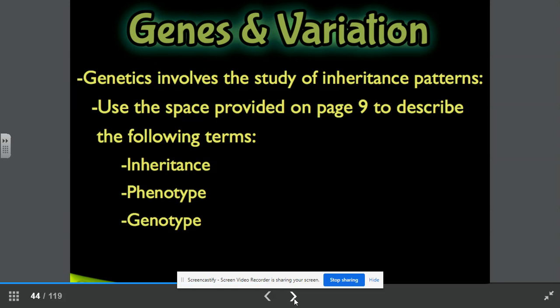Genetics involves the study of inheritance patterns. On page 9, during class, your teacher will describe what to place in the 3 green boxes. Each one will be labeled with inheritance at the top, phenotype in the middle, genotype at the bottom. Your teacher will give you more details during class. You can also find these terms on the back of your notebook using your flashcards.